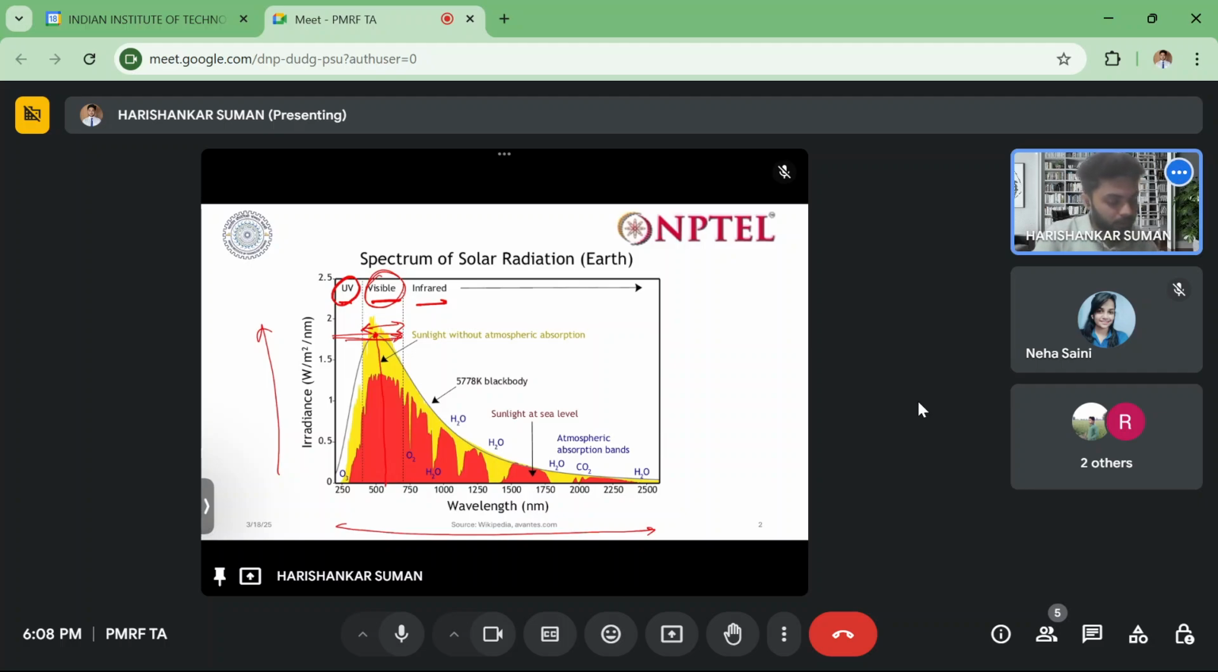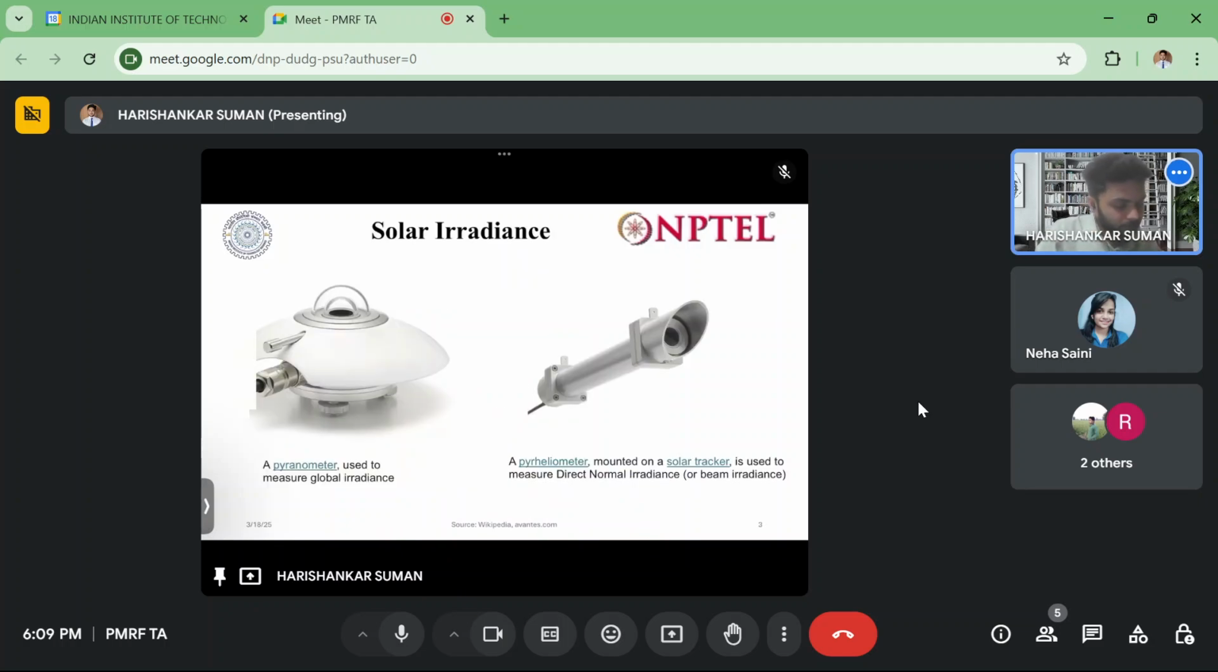Okay, if the number of photons is higher, then current will be higher. So generally, due to this reason, the visible range spectrum is utilized to make solar cells. Also the infrared. Okay, we have discussed how we can measure solar irradiance.